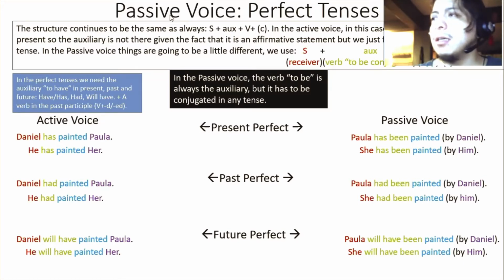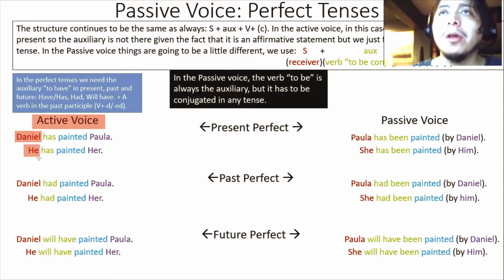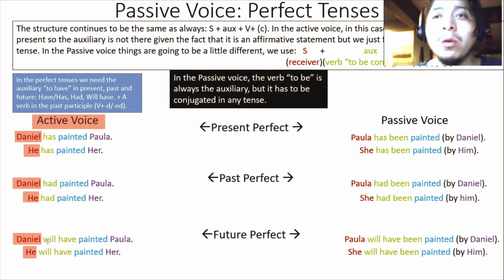So the thing is that in English, well, we have two voices. We can call them voices. I'm going to highlight them. In red, this is the active voice. In the active voice, the subject is the person doing the action. Daniel is the person doing the action. And if we want to replace him with a pronoun, we are using a personal pronoun. Daniel is the third person of the singular, is masculine, so we replace it with he. Okay, I, you, he, she, it, we, you, and they. Those are the personal pronouns.